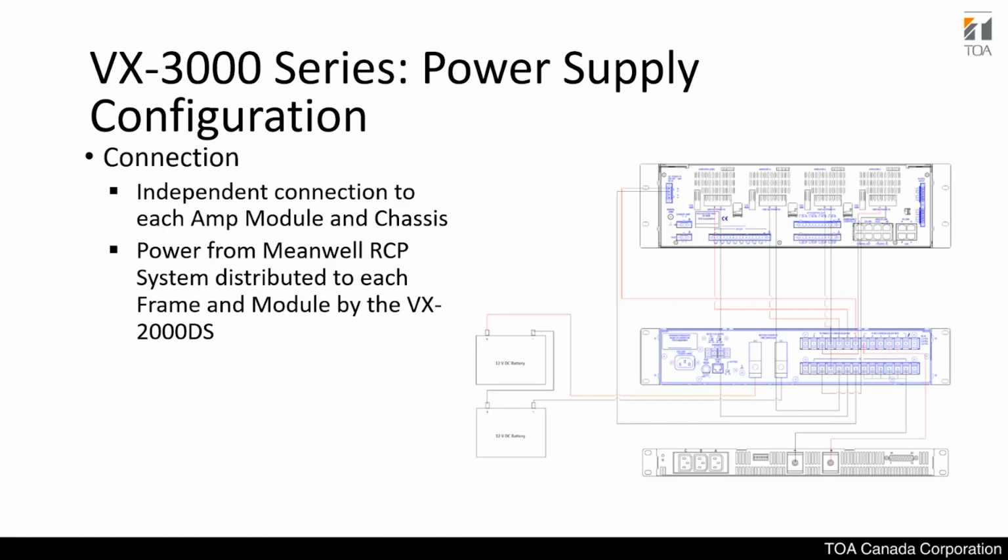So here is a small illustration on how to connect the manual RCP system to the VX3000 DS and the rest of the VX3000 system. You can see the battery connected to the VX3000 DS and how the power supply is connected to the VX3000 DS and how it's being distributed to the individual frames and modules of the VX3000.